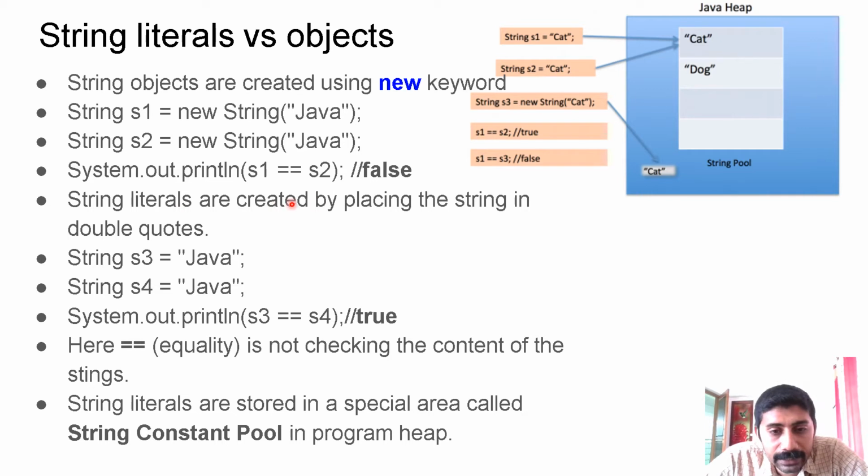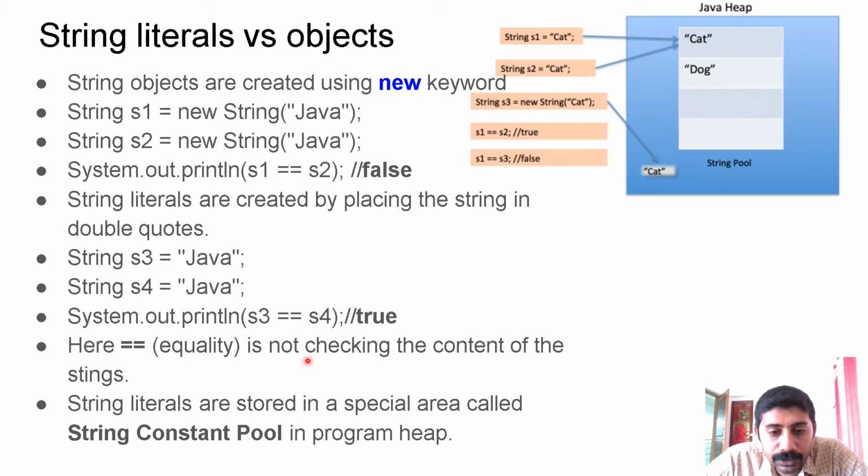String literals are created by placing the string in double quotes. Here s1 and s2 are string objects. Now we are coming to string literals. S3 in double quotes I am giving Java. S4 in double quotes I am giving Java. And now if I perform an equality check between S3 and S4, I will get the result as true. Why? Isn't it something confusing? Because here for objects I got false, but for literals I am getting true.